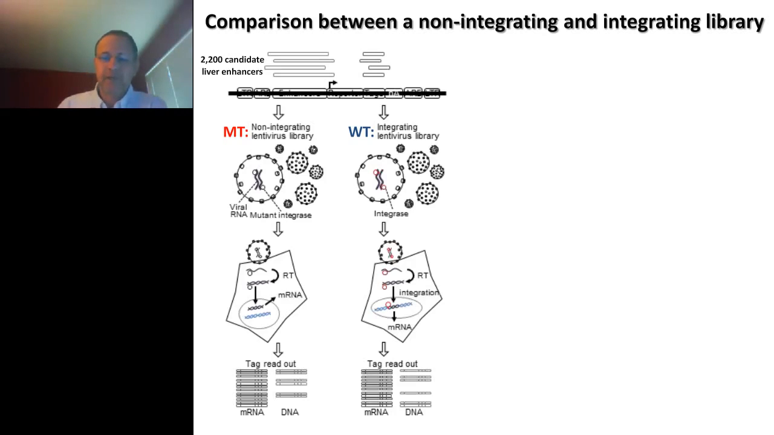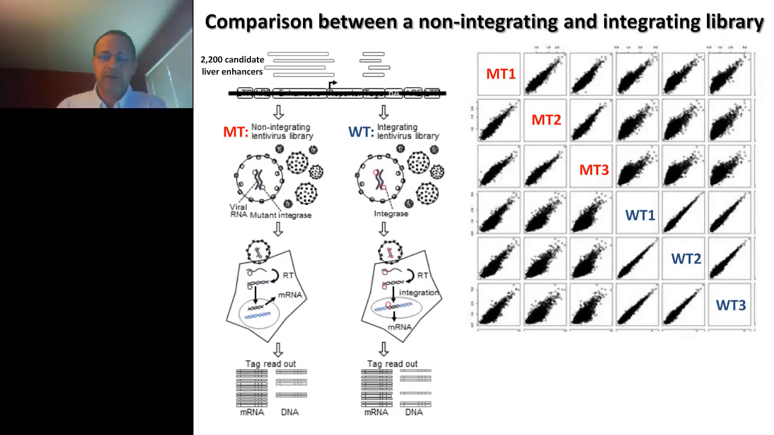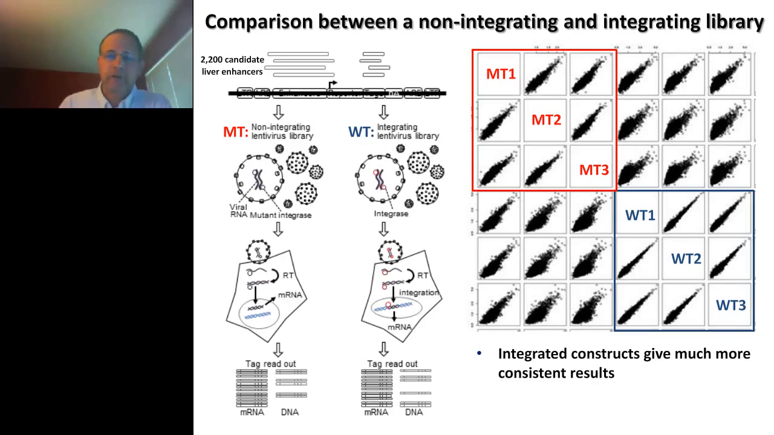And so here on the right, I'm showing you the results from 3 different replicates from each one. And the first interesting observation was that integrated constructs, so wild type right here is things that integrate, that have a wild type integrase. And what we're doing here is basically comparing each one of the replicates. And for example, if we compare wild type replicate 1 to wild type replicate 2, we see that the results are quite consistent and very similar between the different replicates.